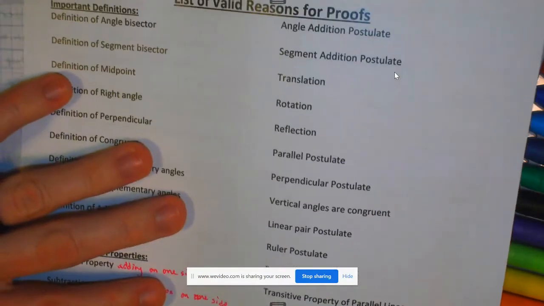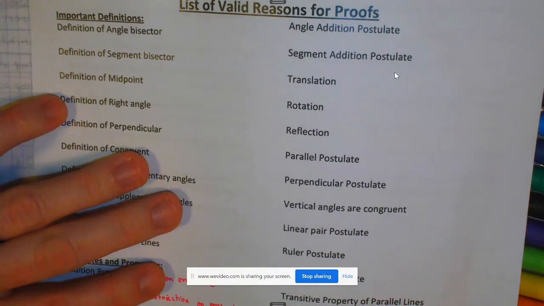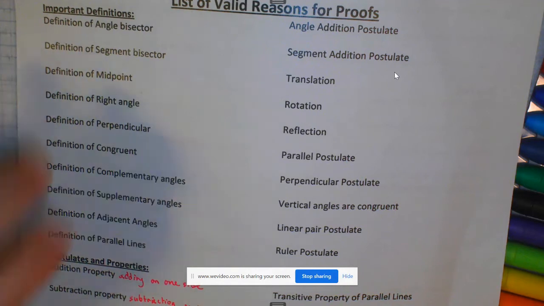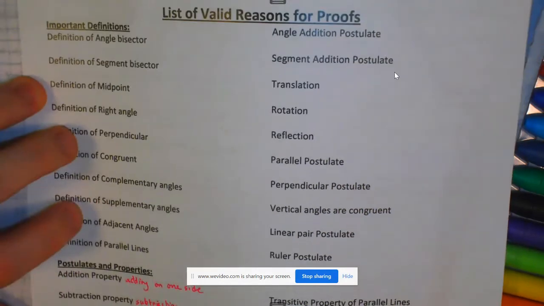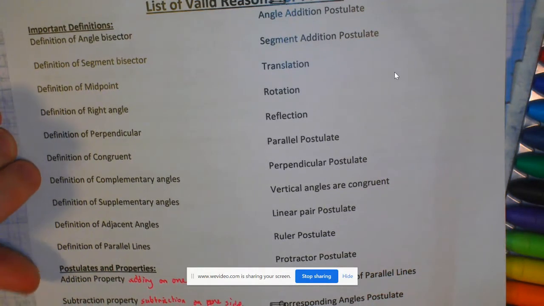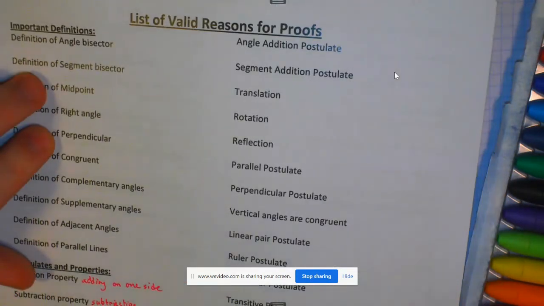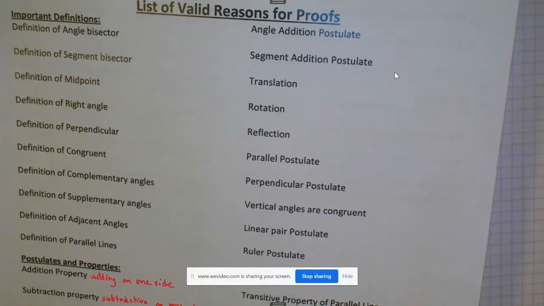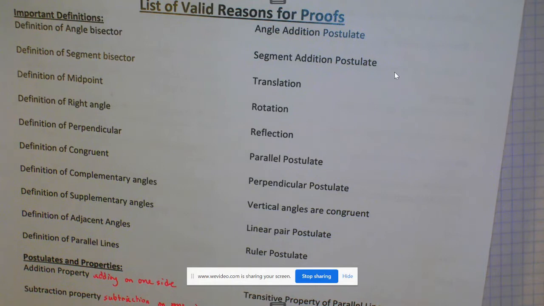As we move into geometry proofs, there are a lot of things on this page that we have already talked about, but haven't necessarily written down on this sheet. A lot of those are definitions. So let's just talk through some of these and we will write down kind of what they are.